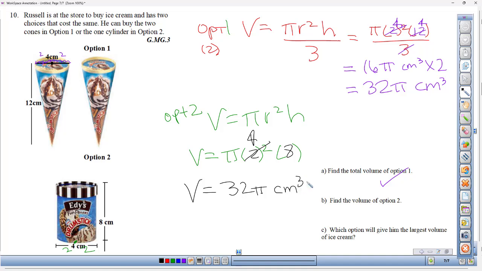All right, and what do you notice? Which option will give him the largest volume? Either, right? You get the same. So we didn't have one be more than the other this time.